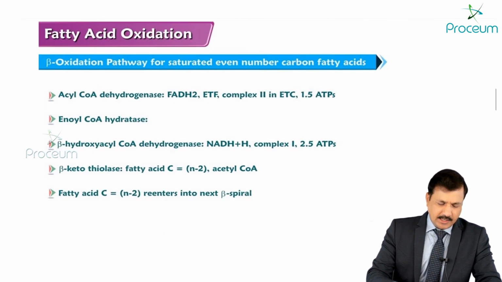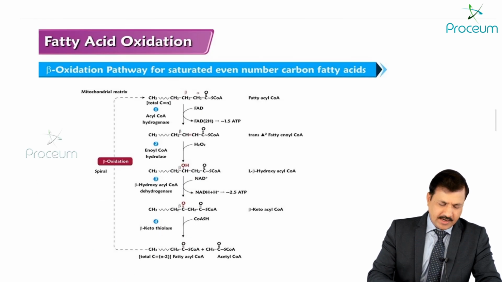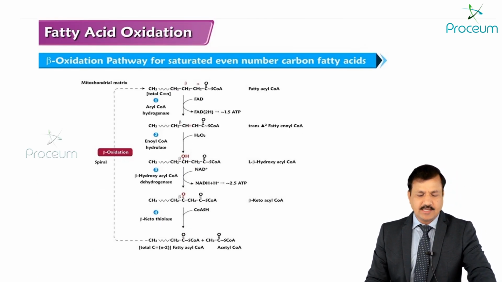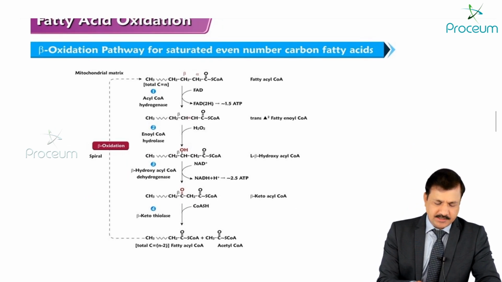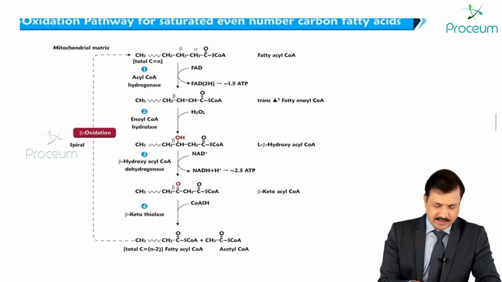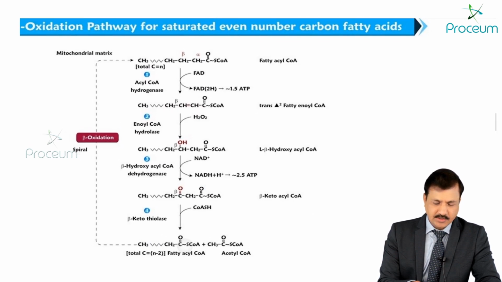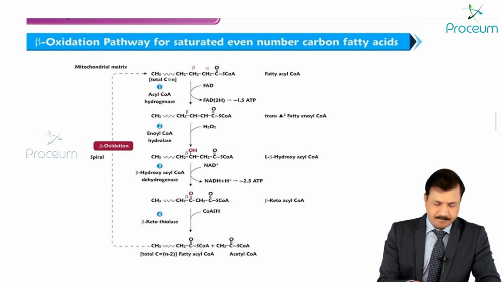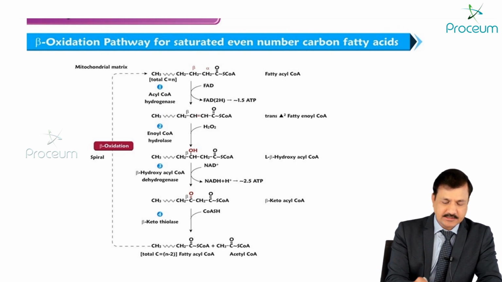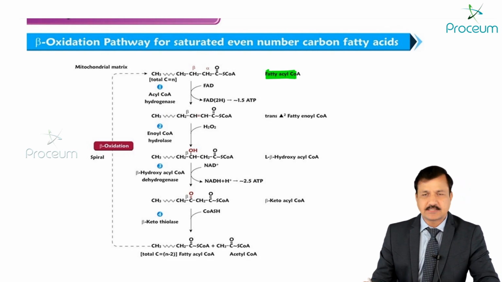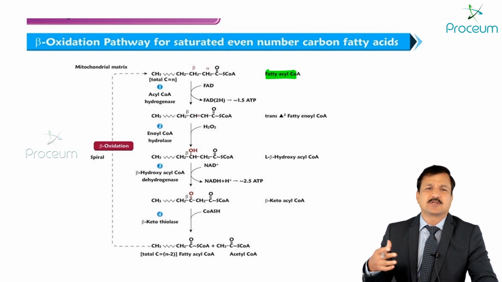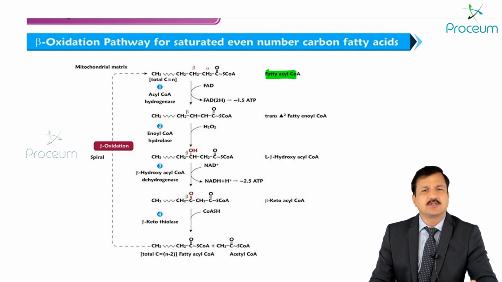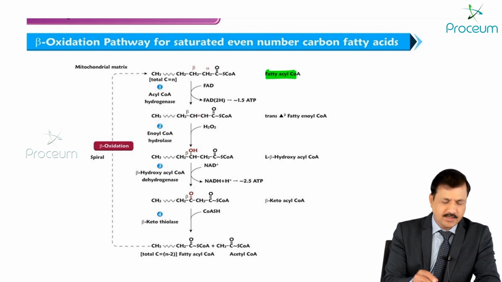Now, let me take you into beta oxidation of a saturated, even number carbon fatty acid. The oxidation of an even number carbon saturated fatty acid is shown in this particular figure. It is just an example of a general fatty acyl-CoA, with the number of carbons not mentioned here. We can take palmitic acid, which is the most common fatty acid. Otherwise, just understand the general principles of beta oxidation.